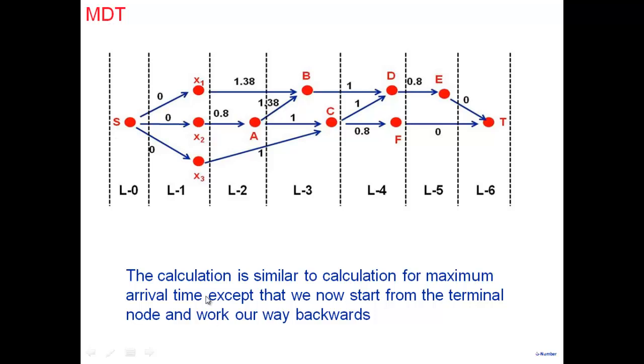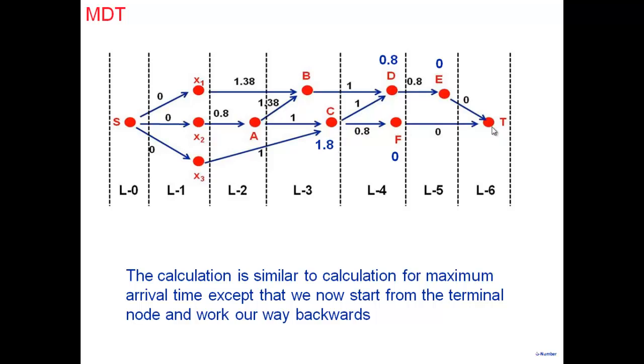So the calculation is similar, except that we start from the terminal node and work our way backwards. Again, the circuit is levelized. Maximum delay to node T, the first one is obviously 0. From E to T is 0. From here to here, you can work your way backwards, 0.8, 1.8. Maximum delay from C to T would be maximum delay at D plus 1 here, or maximum delay F plus 0.8. So you decide which one is which, and then you compute the value, 1.8.